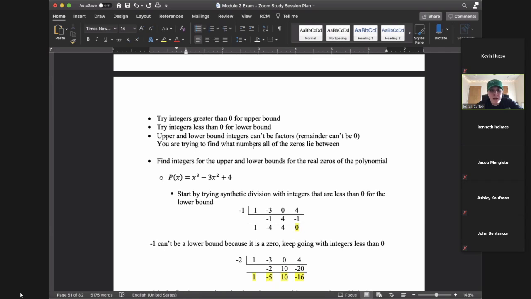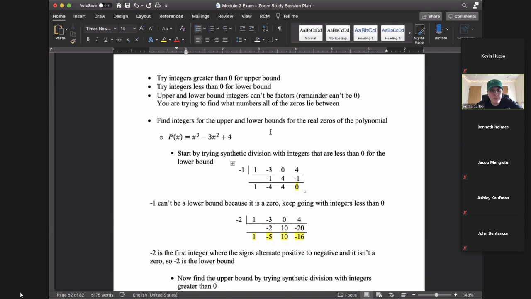So the upper and lower bound integers can't be zeros of the polynomial, so the remainder can't be 0. You're just trying to find what numbers all the zeros lie between. So we'll go into this. Find the integers for the upper and lower bounds for the real zeros of the polynomial.